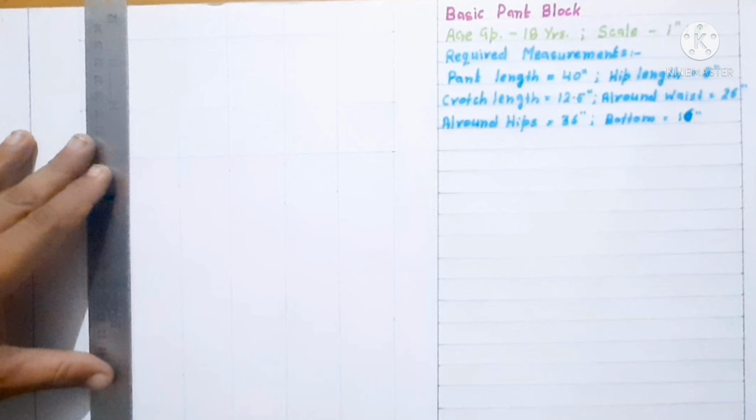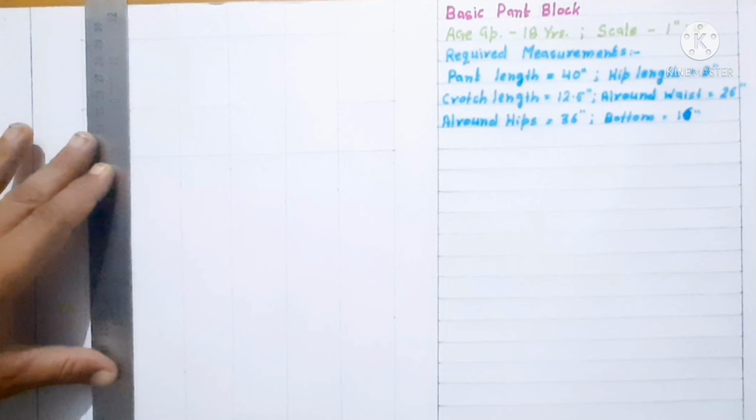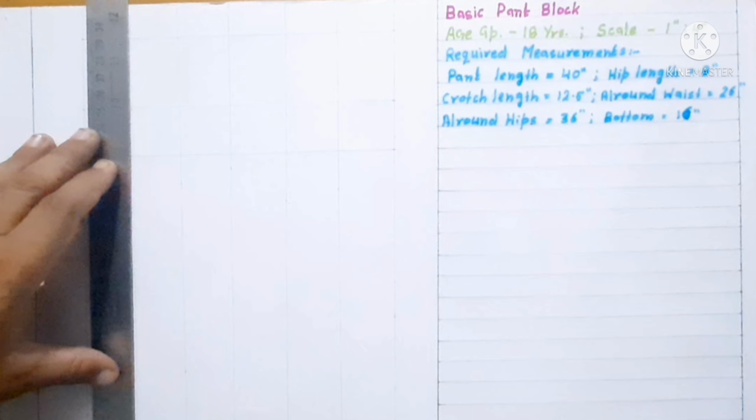So friends, the process we are going to use to create the basic pant block is the easiest way I have ever discovered. If you know how to draw the basic pant block and you compare, you'll see that this is the easiest way to draft a basic pant block. Otherwise, it is very difficult. So let's start with the process.